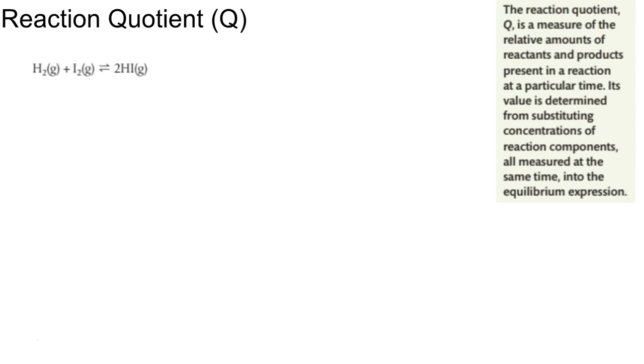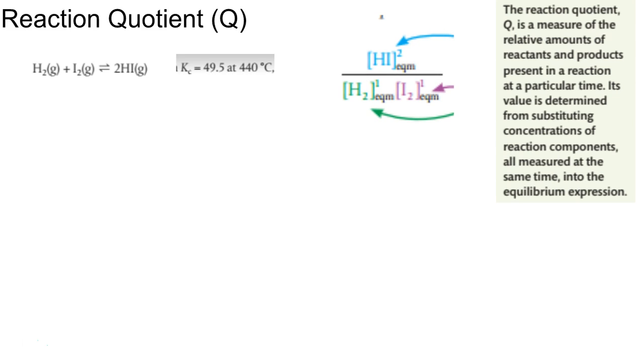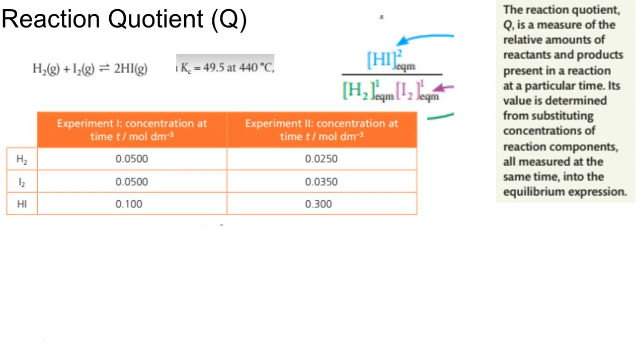So let's take a look at the example that we looked at last time. Hydrogen plus iodine, we get hydrogen iodide. And let's say that the K value is 49.5. And remember, the K value is only good at a specific temperature, so we have to define the temperature that it's good at. And so here's the equilibrium constant expression. We've got the products on top, reactants at the bottom, and the coefficients as exponents.